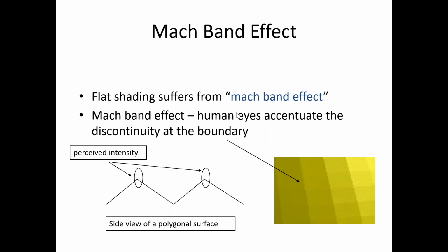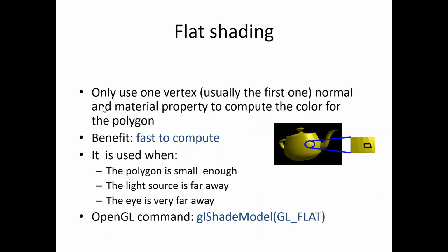The Mach band effect accentuates the discontinuity at the boundary. It means that at the human eye level, we are able to observe that this kettle is not one object, rather it is constituted of many polygons. If we observe these differences with our human eye, then this shading model is suffering from the Mach band effect, and that is the drawback of flat shading. So we observe discontinuities at the boundaries. Why? Because flat shading only uses one vertex, normal, and material property to compute the color for the polygon.